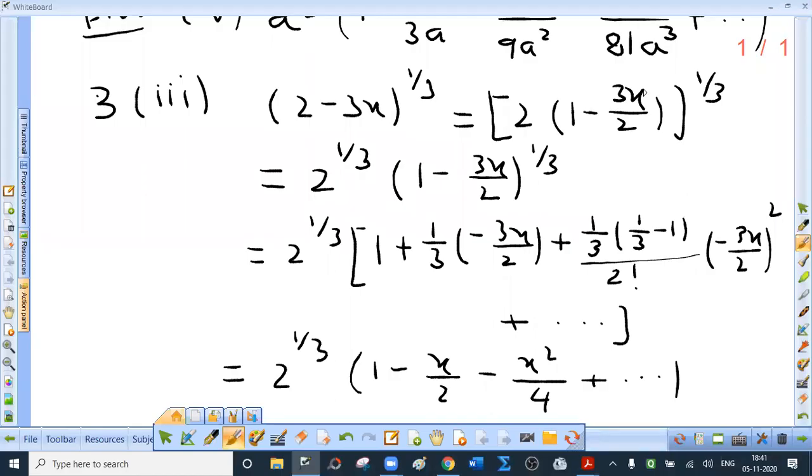Third one, simplify first three terms in the expansion of the following. See, we will be doing only third part. So it is 2 minus 3x raised to 1 by 3. Within bracket take 2 common. So it will be now 2 raised to 1 upon 3 into 1 minus 3x by 2 raised to 1 by 3. Compare with 1 plus x raised to n, n is 1 by 3. x is to be replaced by minus 3x by 2. Only first three terms are asked. So it is what? 2 raised to 1 by 3 into 1 minus x by 2 minus x square by 4 and so on.